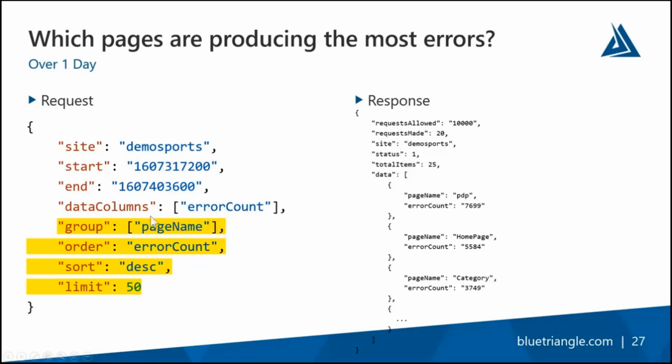So we're going to say error count, and we're going to group by page name, right? So that's going to give us the data looking like this: page name and error count. But we want to see which pages are producing the most errors. So we're going to order that by error count, and we're going to sort by the error count descending. And we're going to limit the results to just the top 50 pages in this case. So that's what this request is asking, and here's the top three results of the response. It looks like our PDP page is producing the most errors on this particular day, with a little over 7,500.